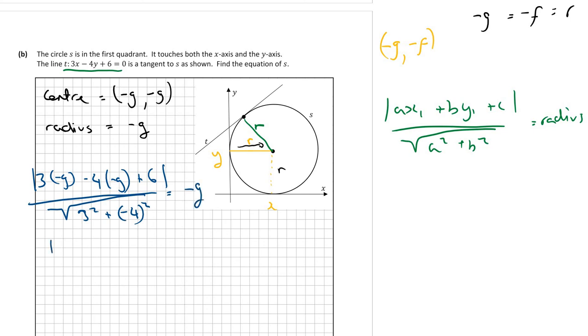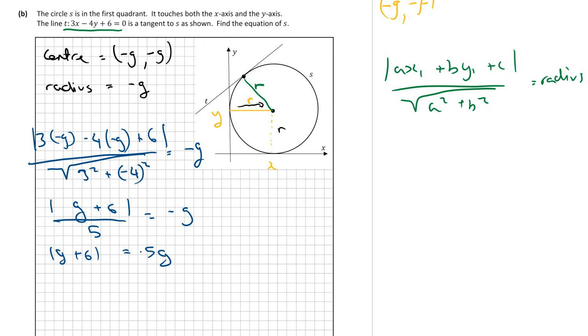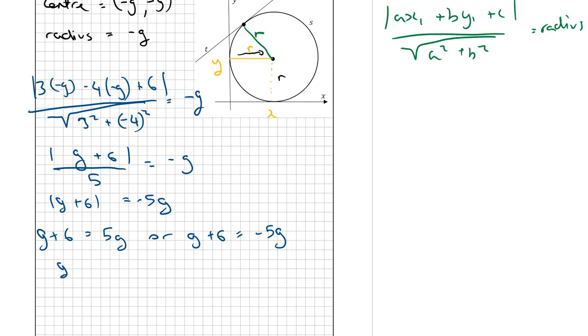So I've got minus 3 times g, which is minus 3g, plus 4g, so that gives me a result of g plus 6 all over root 25, which is 5, equals minus g. So g plus 6 is equal to 5g, or minus 5g. So therefore, as this is a modulus, g plus 6 is equal to plus this, or g plus 6 is equal to minus that. So g plus 6 is either equal to 5g, or g plus 6 is equal to minus 5g. So 4g is equal to 6, so g is equal to 3 over 2.